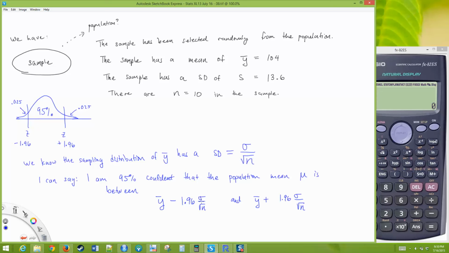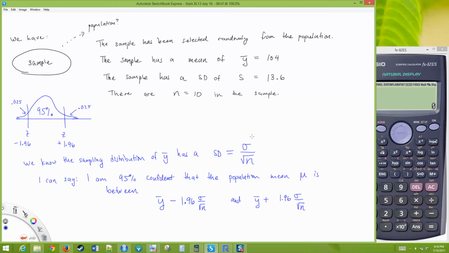Okay? This thing requires that we know the population standard deviation. But that's kind of the whole point of us doing this, is that we don't know anything about the population. We only know things about the sample. So this is what we're going to do. We're going to just guess what the population standard deviation is. And so what would you say our best guess for the population standard deviation is?